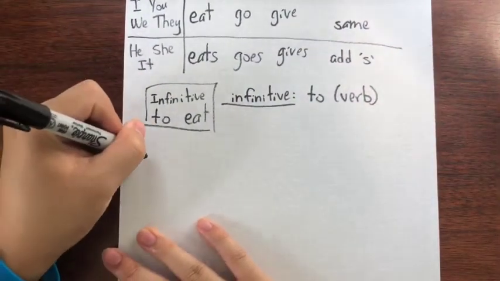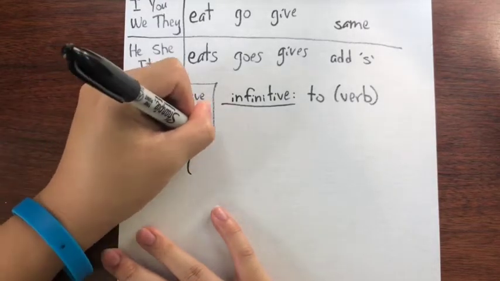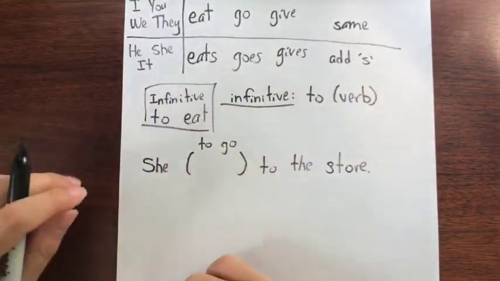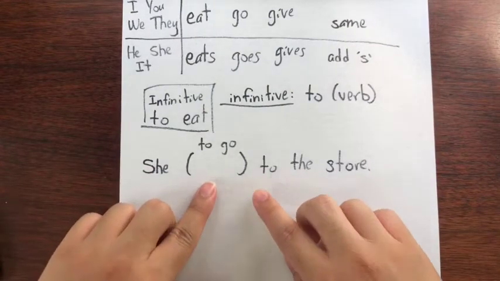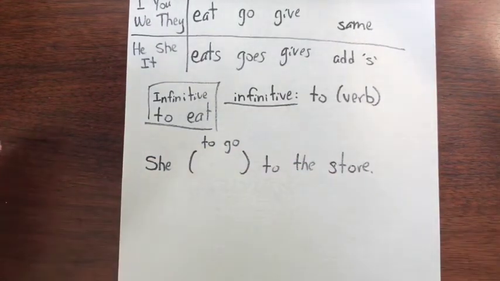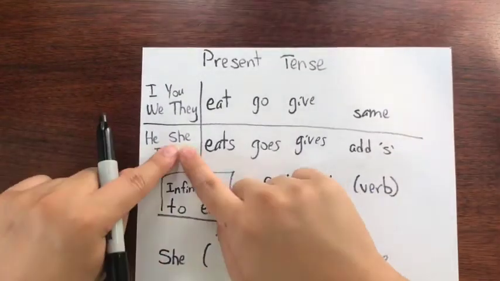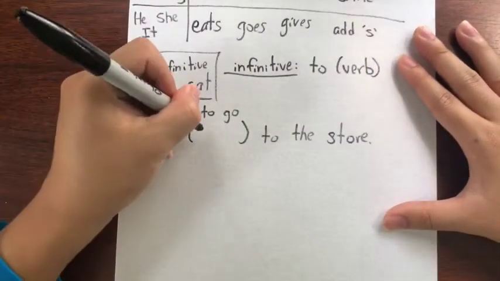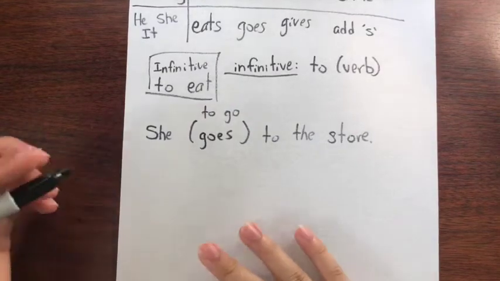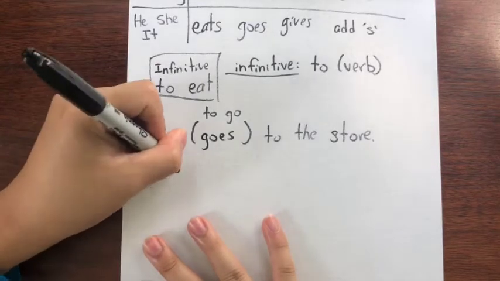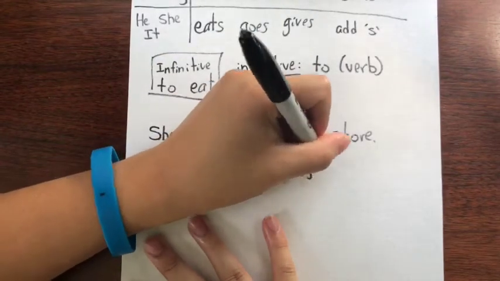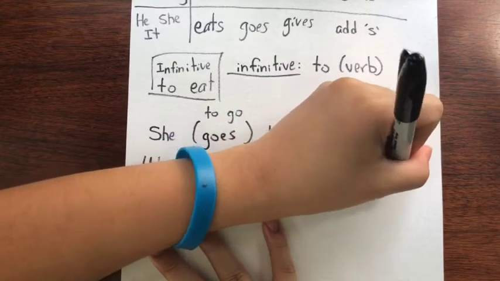So, in a sentence, she to go to the store. So here, in the present tense, I want to say to go for she. The infinitive is to go. She to the store. Because we're using she, we need to add S. So we change go to goes. She goes to the store. We only change the first verb of a phrase.